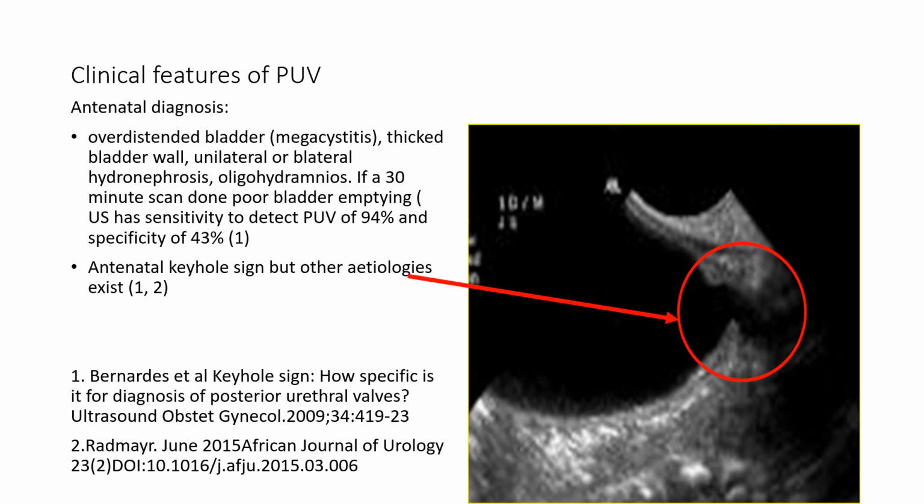Posterior urethral valves can present either antenatally or postnatally, as mentioned earlier. So for antenatal diagnosis, this involves use of ultrasonography, usually during the anomaly scan, and what may be reported is an over-distended bladder, also known as a megacystis. The bladder walls may be thickened. There may be hydronephrosis, either unilateral or bilateral, and there may also be a report of oligohydramnios. One study looked at the sensitivity of antenatal ultrasound to detect posterior urethral valves presence postnatally, and the sensitivity was reported as 94%, but the specificity was low at 43%.